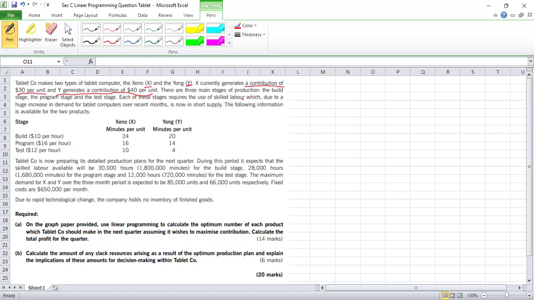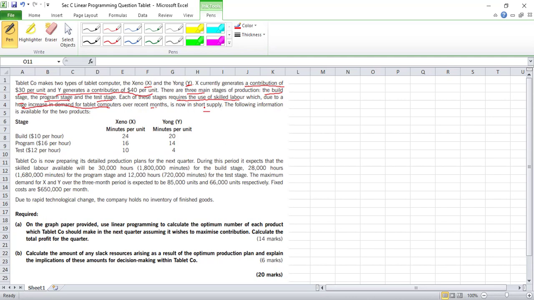There are three main stages of production. Okay, there are three stages. One is the build stage, second one is the program stage, and the third one is the test stage. Each of these stages requires the use of skilled labor, which due to a huge increase in demand for tablet computers over recent months is now in short supply.